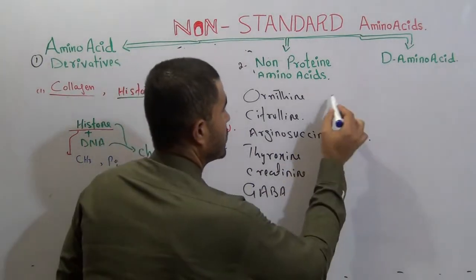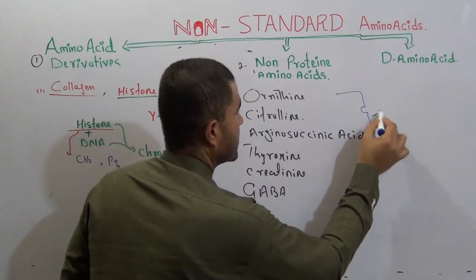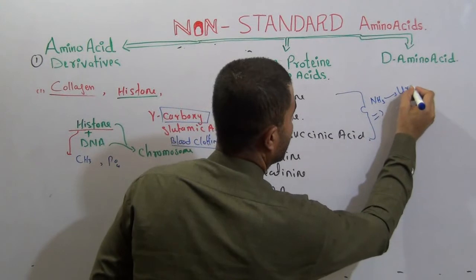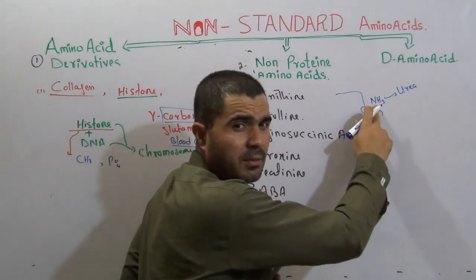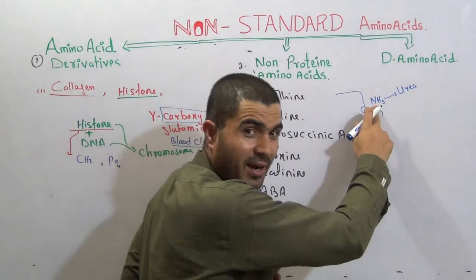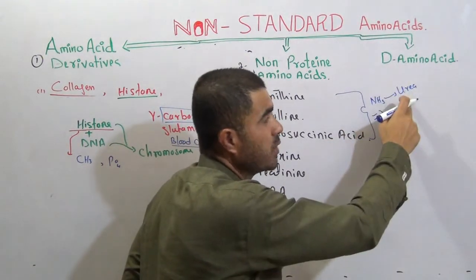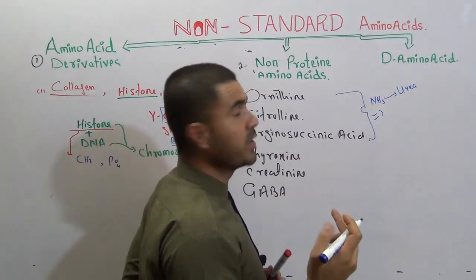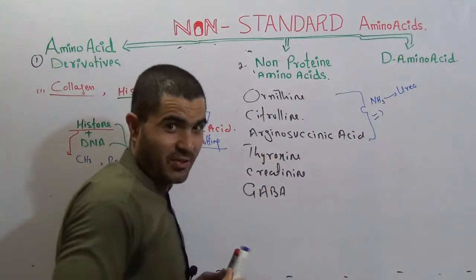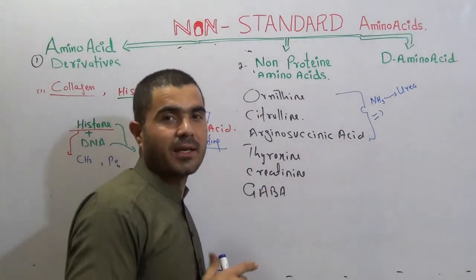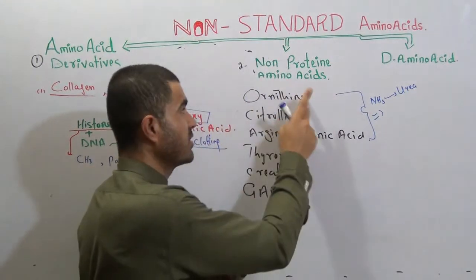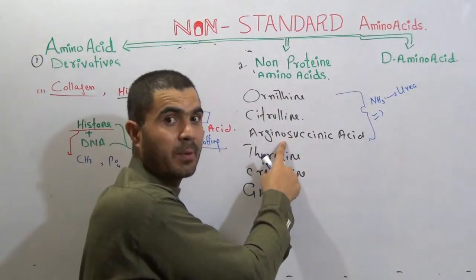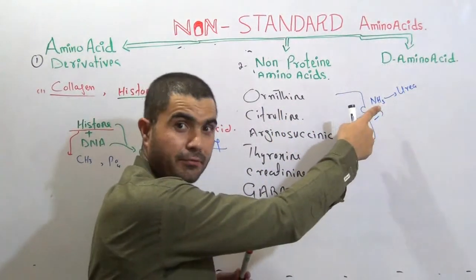Ornithine, citrulline, and arginosuccinate. These three amino acids are involved in the conversion of ammonia into urea. Ammonia is a toxic molecule, and it is present in your blood and body. It has to be converted into urea in the liver. So what are those molecules which help ammonia convert into urea? That is ornithine, citrulline, and arginosuccinic acid, by the help of a cycle called the urea cycle. So we now realize that there are some amino acids which are not part of protein, but they are performing some very specific functions.